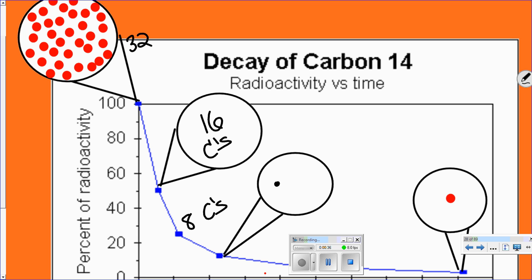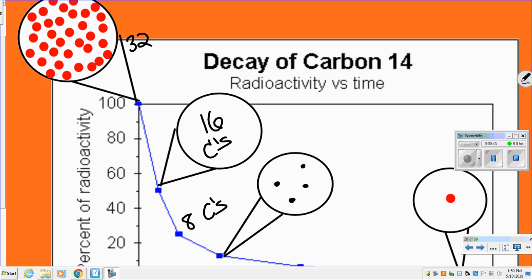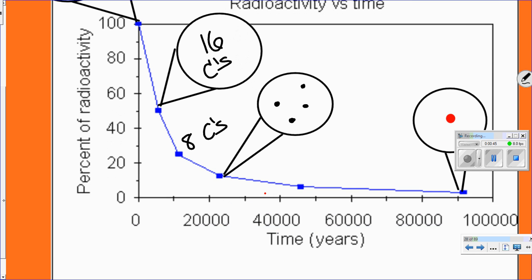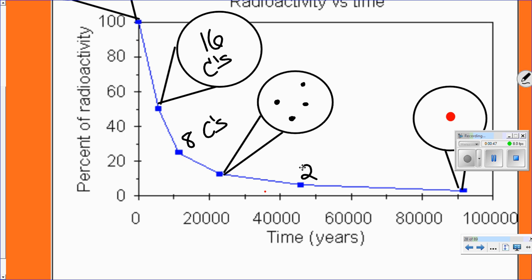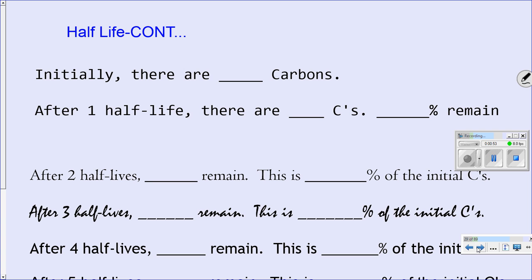Then I get down to 4 carbons. Finally, I would have 2 carbons left after cutting those in half, and then at the last bit of my graph, I would have 1 carbon left. This is a little bit of a deceiving example because it's a simplification. If we started with 32 carbon atoms, which is not really very many, it'd really be like 32 times 10 to the 23rd or something.